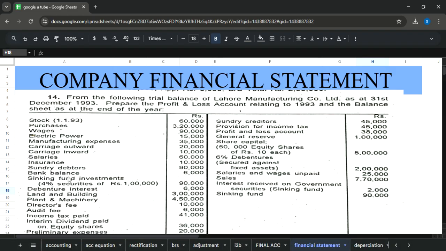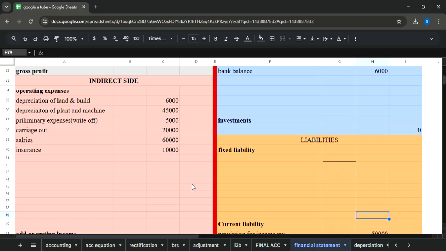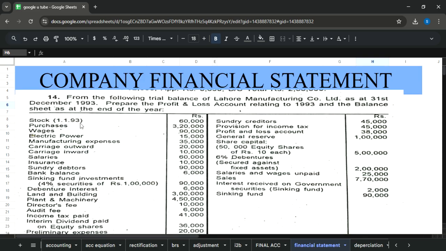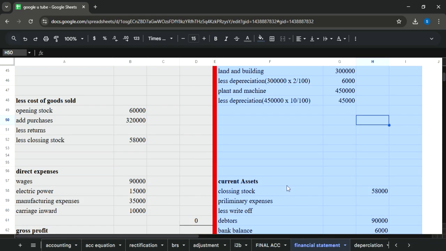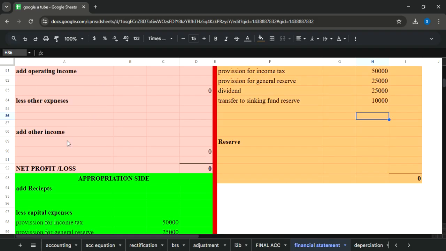After debtors and bank balance, we have sinking fund investments. So 90,000 is your part of investment, the place is already fixed, 90,000. But interestingly, we have a percentage beside it, 4%. And over here, interest on government securities is also present. So let's deal with it accordingly. We'll go to the other income side, and here interest on government securities is mentioned.